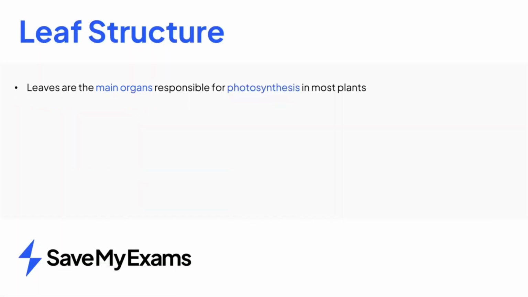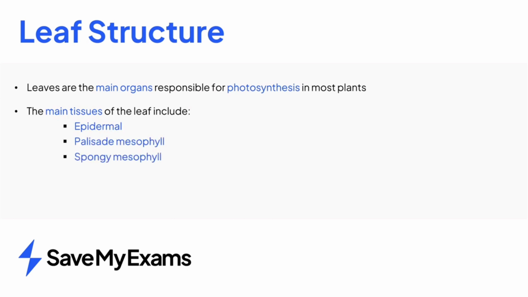In summary, leaves are the main plant organs responsible for photosynthesis, since they contain most of the chlorophyll. The main plant tissues that are found in leaves include epidermal, palisade mesophyll, spongy mesophyll, and xylem and phloem. The structure of leaves is adapted to ensure that photosynthesis occurs at a maximum rate.